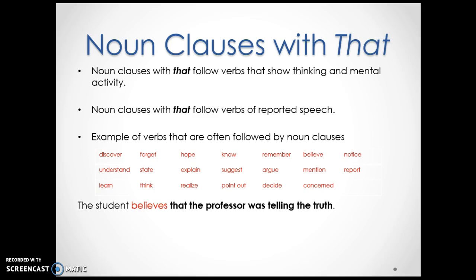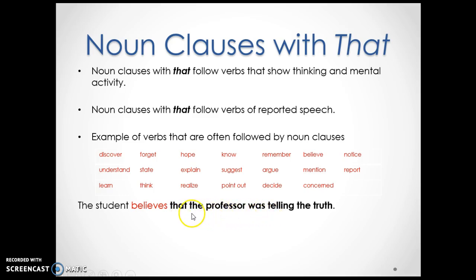This first example, we have the sentence, the student believes that the professor was telling the truth. So we have the student as a subject, and then we have this verb believes. And believes is one of the verbs that show thinking or mental activity. And then we follow believes with this noun clause. This noun clause is in the object position of the sentence. So we have subject, verb, and then object. And the noun clause is that the professor was telling the truth.